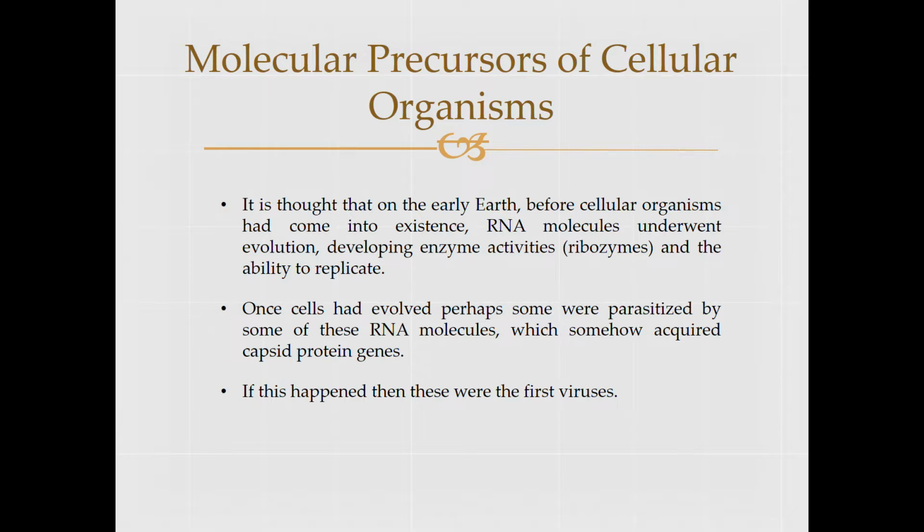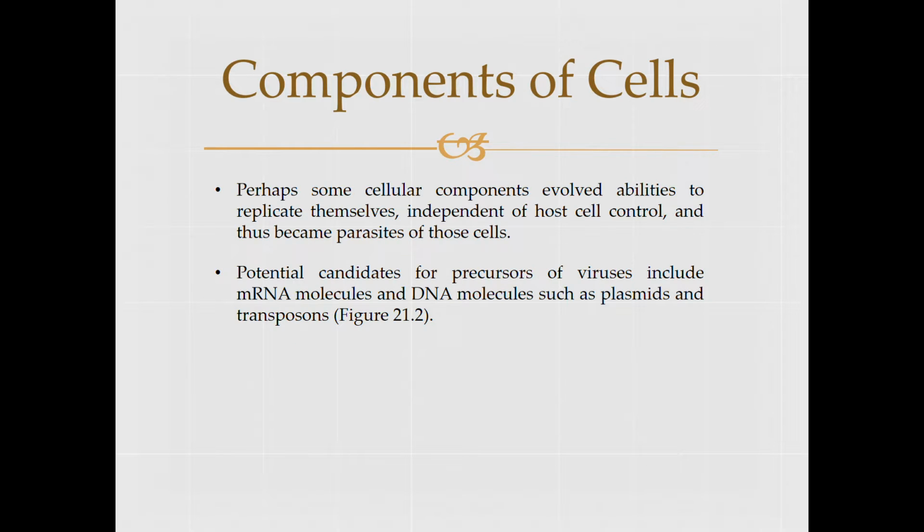It is thought that on the early Earth, before the cellular organisms had come into existence, RNA molecules underwent evolution, developing enzymatic activities and the ability to replicate. And it was thought that if they were parasitized by some RNA molecules which somehow acquired capsid protein genes, these were the first viruses. If this happened, then these were the first viruses.